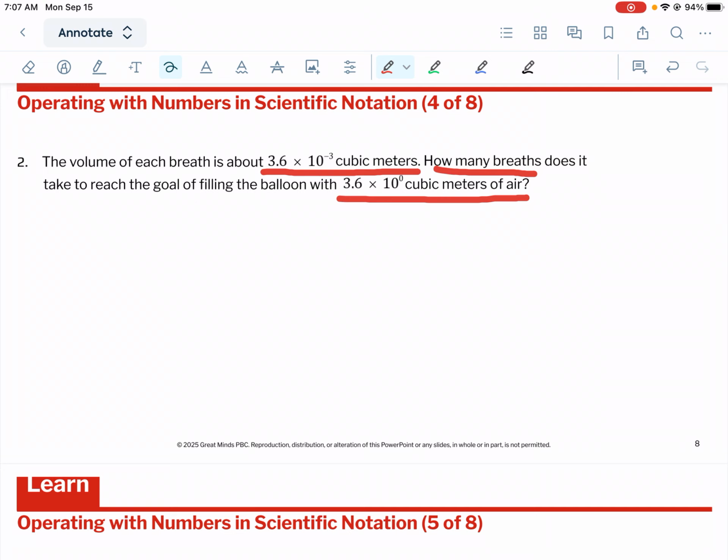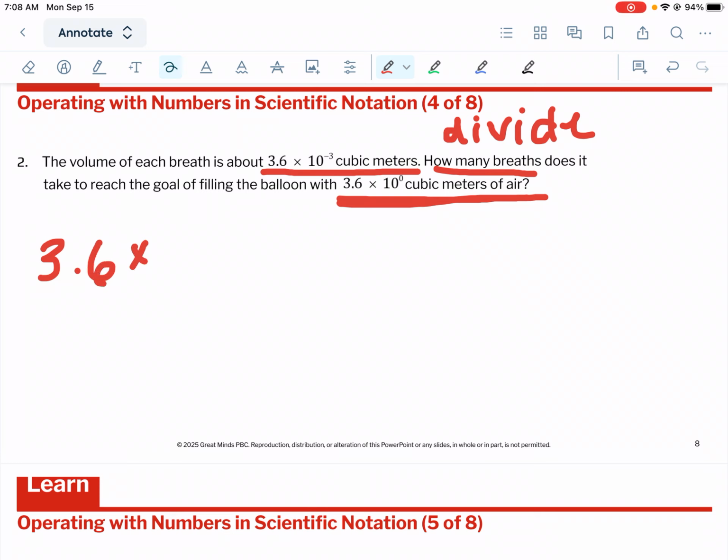And if the volume of each breath is 3.6 times 10 to the negative third, and we need to know how many of something. Remember when I said if you are given a phrase and it's asking you how many of something, typically you're going to divide. Make sure you annotate that above. Dividing. Okay? And this number here is the bigger number. Do not get fooled by that power of 0. 0 is higher or more than any negative number you can have. So 3.6 times 10 to the 0 is bigger than 3.6 times 10 to the negative 3. So that's how we're going to set it up.